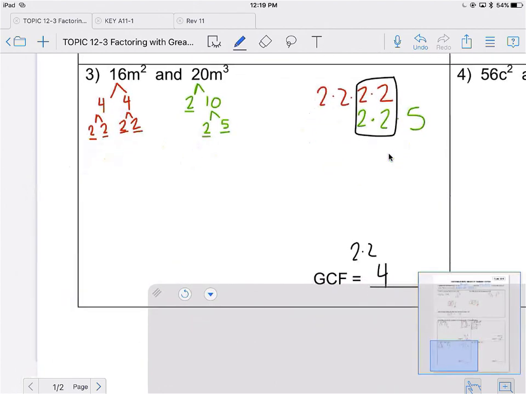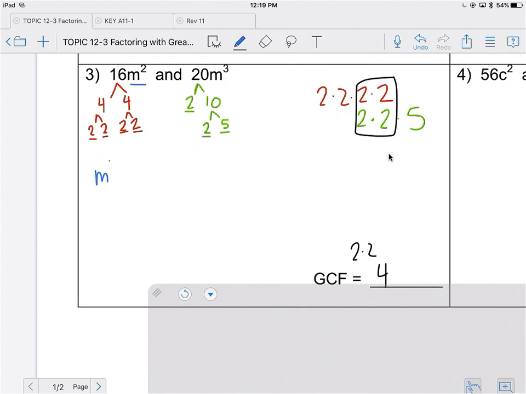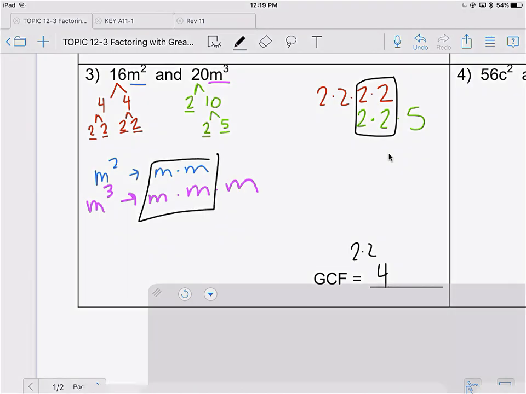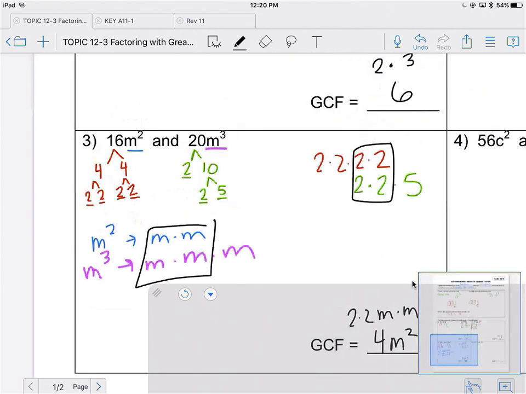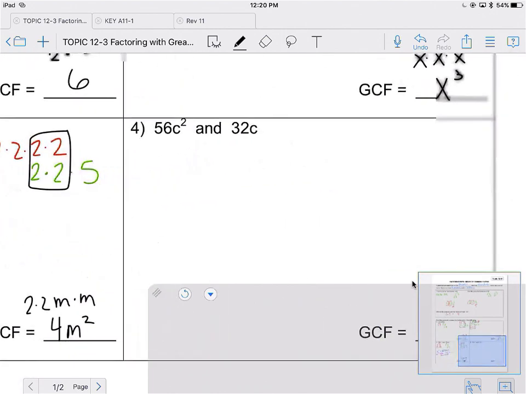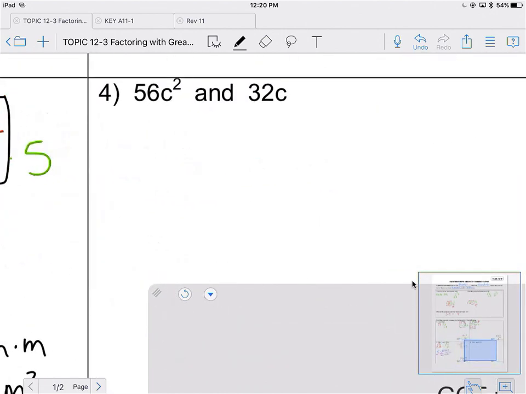Now looking at my letters, I have an m squared, so that's m times m. And I have an m cubed, which is m times m times m. Again, line them up. They have an m times m in common, which is an m squared. So the biggest thing I could divide out evenly would be a 4m squared. So your GCF can be a combination of letters and or numbers. In this case, it's both. Sometimes you just have numbers like on problem 1. Sometimes you just have letters like on problem 2. Sometimes you have both like on problems 3 and 4.